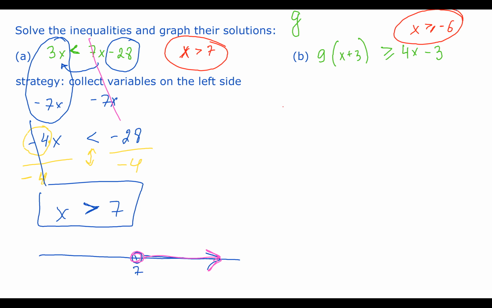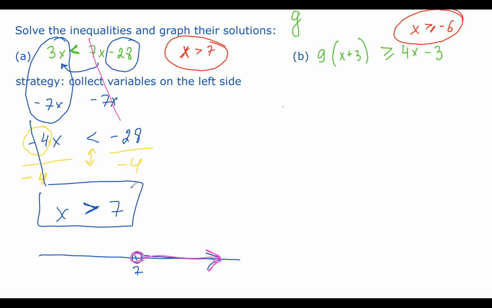Why did you flip the sign? Okay, so once again, we flip the direction of the sign when we divide or multiply by a negative number. Okay, so only in these situations, when we divide by a negative number, I have to change the direction, right?